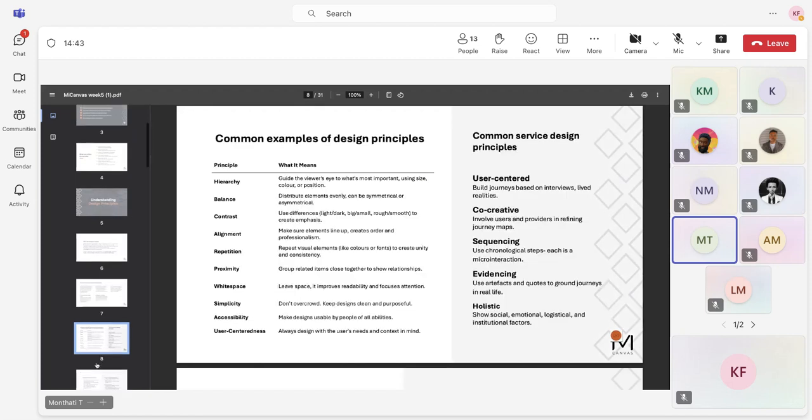Cool. Here are some common examples. So on the left is what you would get taught in design school. These are more rigid rules. So considering your design hierarchy, the balance, the contrast, these are the key things that you would get taught when you first start doing your design foundations.